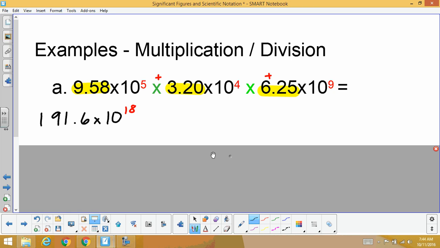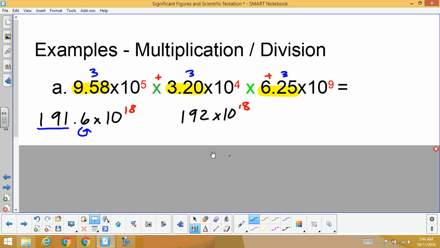So now we've got to do correct sig figs and correct scientific notation. We've got 3 sig figs here, 3 sig figs here, 3 sig figs here, which means we've got to go over here and change this. Because 1, 2, 3, that 6 is our rounder. So that changes our number to 192 times 10 to the 18th.